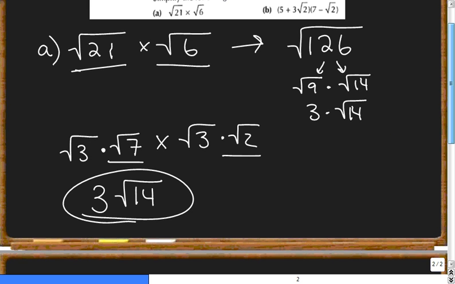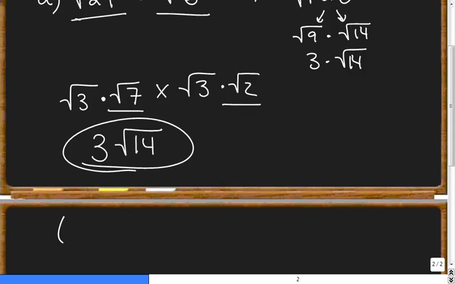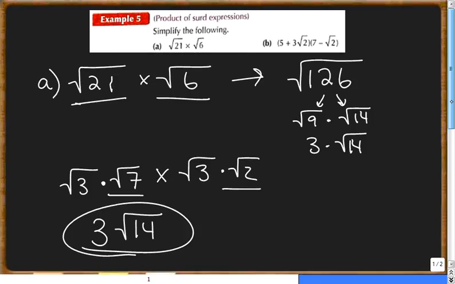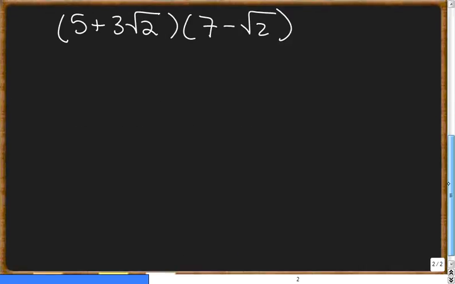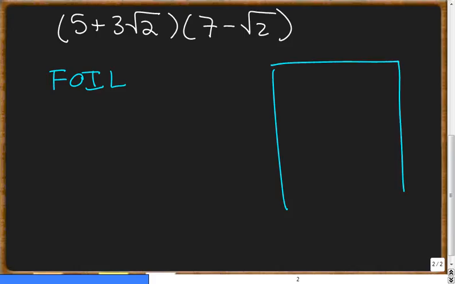The second part is, what if you have 5 plus 3 times the square root of 2 times 7 minus the square root of 2? Again, we can think about it in two ways. You can use either the FOIL method, or you can use our box method. Either way works just fine. The FOIL method is basically the same thing as the box. It's just that if you can get the order down and never forget to do it, the box is not 100% necessary. It may help you though.